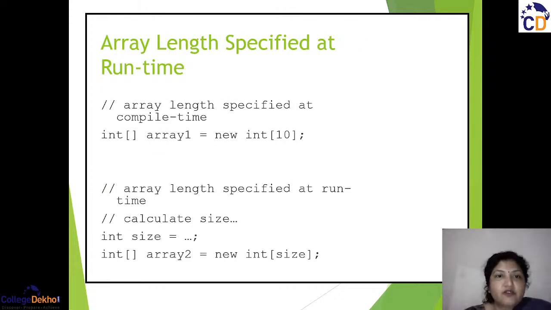Next, let us use the array concept in our program. Array length is specified at compile time. I told you that you need to specify the length of an array, and the space is also allocated at compile time only, when you define or create that array. So an int array is defined. The array name is array1. How many elements does it have? That is 10. Right. Now, array length specified at runtime. Now suppose we have not defined it.